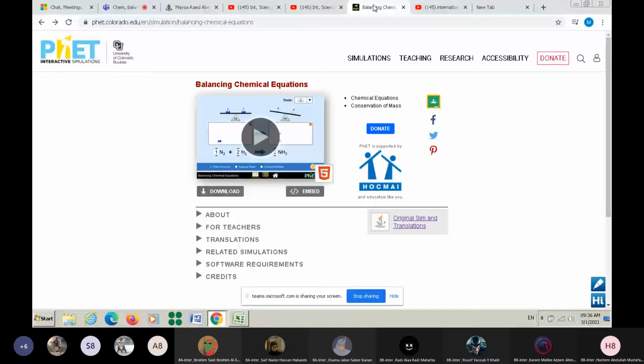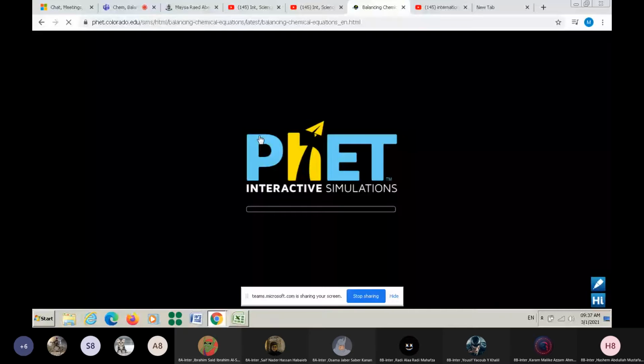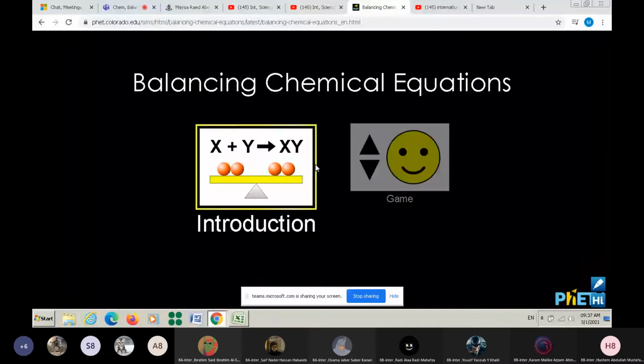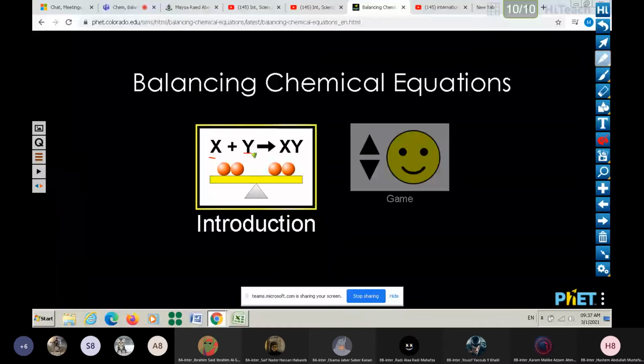If you have any chemical equation, you have reactants and you have products. Look at the screen. For example, the reactants here are X plus Y, and the product here is XY, as you see. You have X atom in the reactant, and you also have X in the product. You can't have X in the reactant and have it disappear in the product. If you put X in the reactant, you also have X in the product. If you add a Y in the reactant, you should have Y in the product.